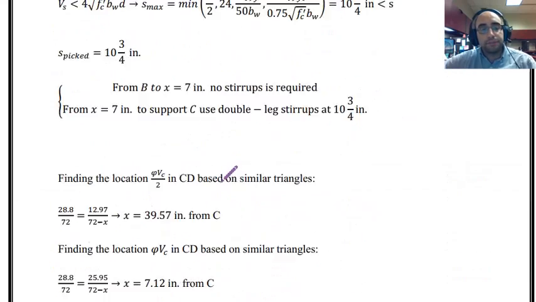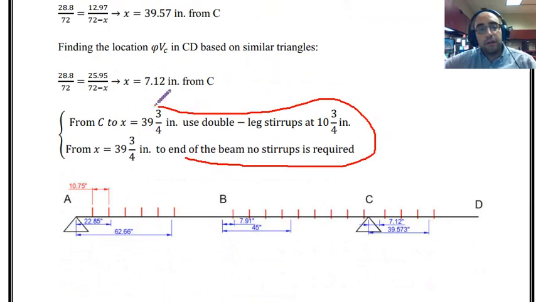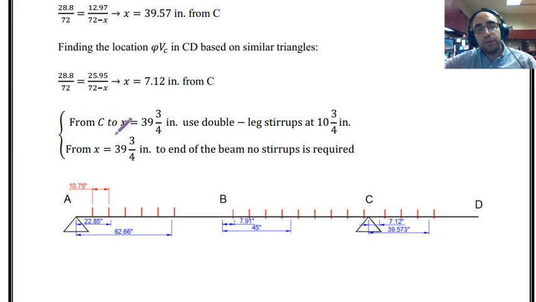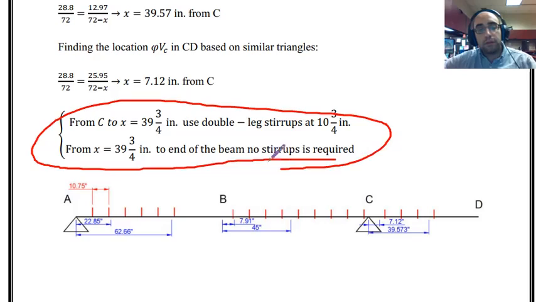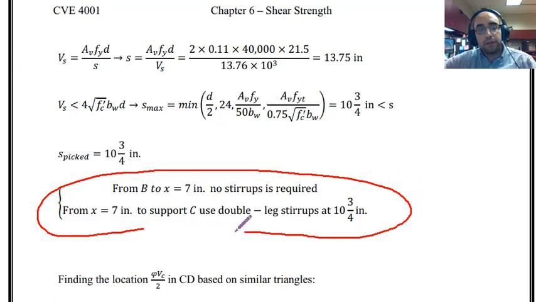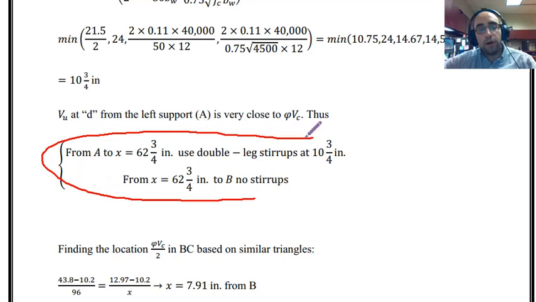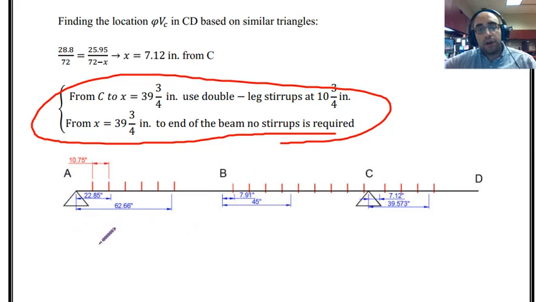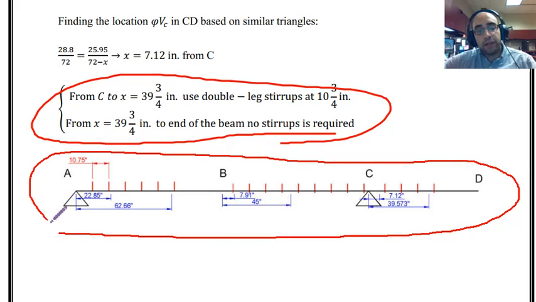Those are mentioned over here. From point C to x is equal to 39.75 inches. I have to use stirrups at 10 and 3/4 of an inch as the spacing, and then from that point beyond, or to the end of the beam at point D, I don't need any stirrups. So if I follow these rules that I mentioned, all the rules that we calculated for the stirrups in the beam, I can design the stirrups or shear reinforcement as you can see in this diagram over here.